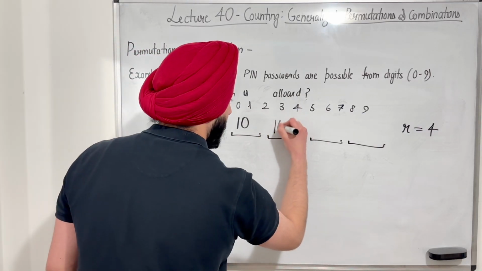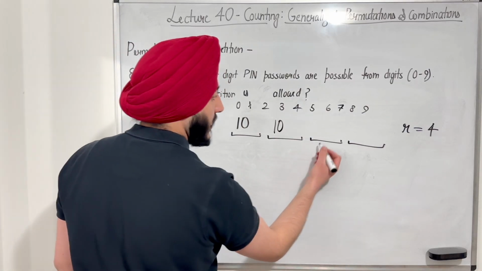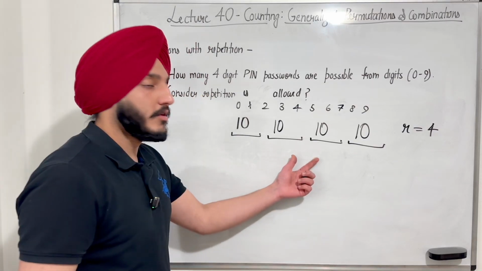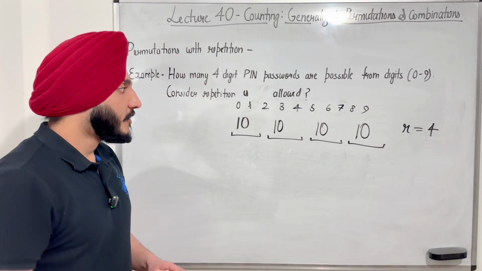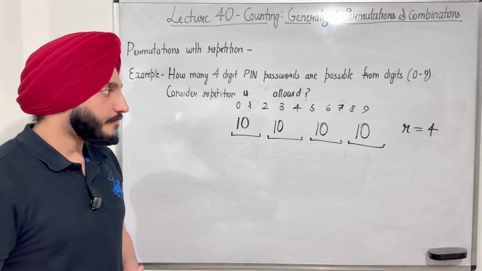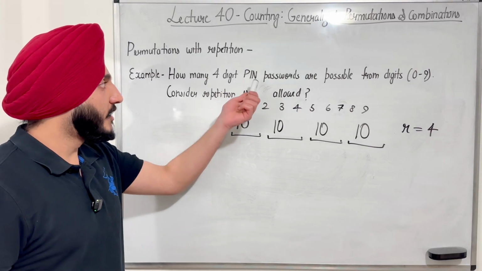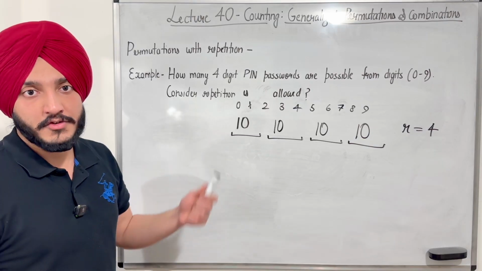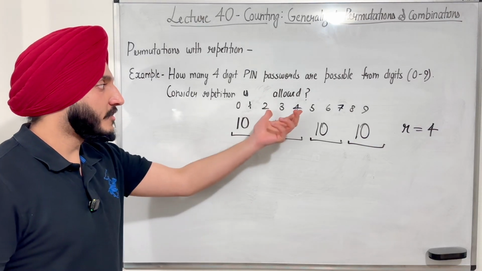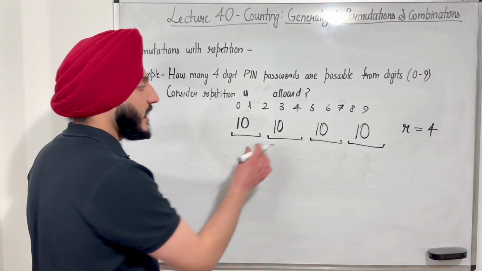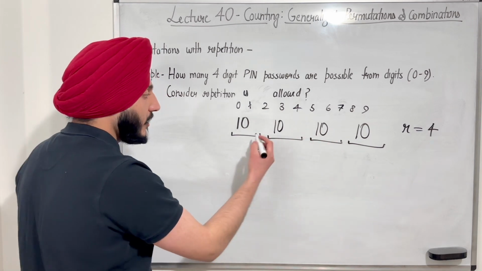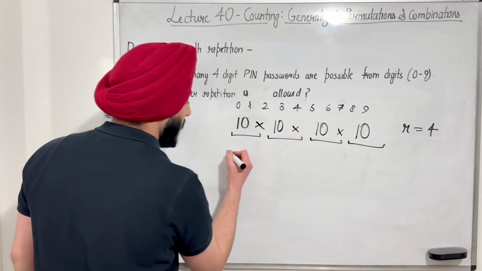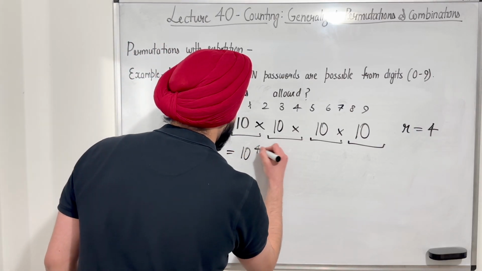I can choose 10 again. That means for the third place also, I can choose 10 again, and I can do that again for the 4th time as well. Okay, so the idea is very simple. We were supposed to pick how many 4-digit pins are possible, and we are saying the repetition is allowed, right? And the idea is, since we have 10 numbers, we can choose 10 numbers anytime we want. So 10 choices for the first one, 10 for the second, 10 for the third, and 10 for the fourth, giving you 10 to the power of 4.